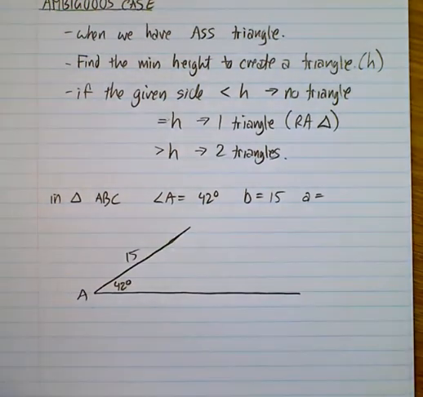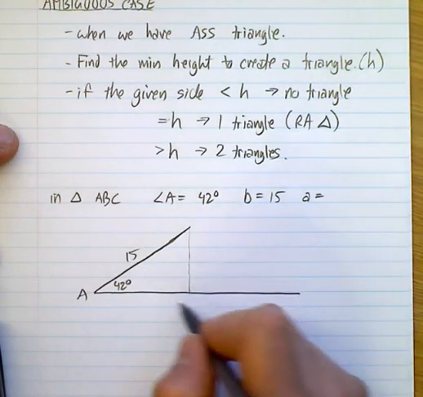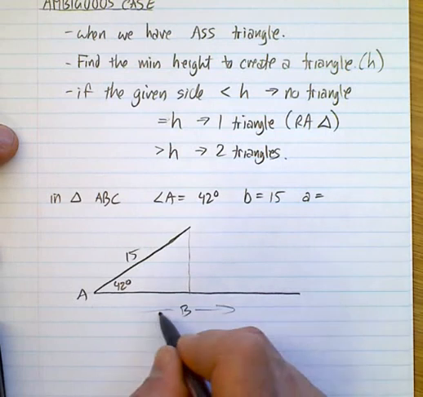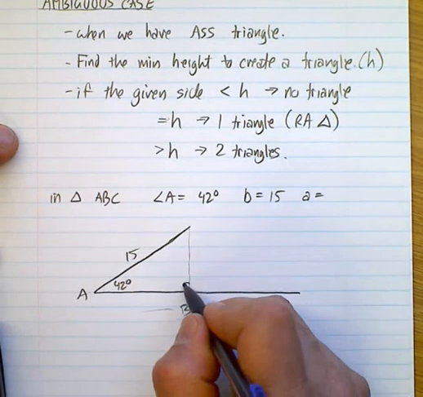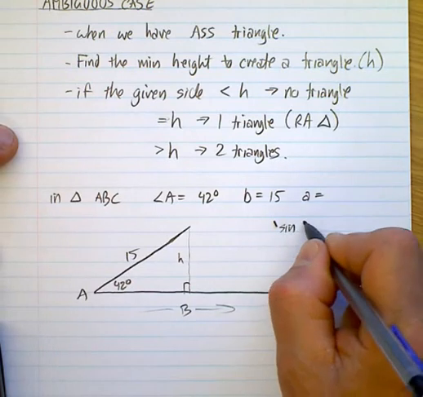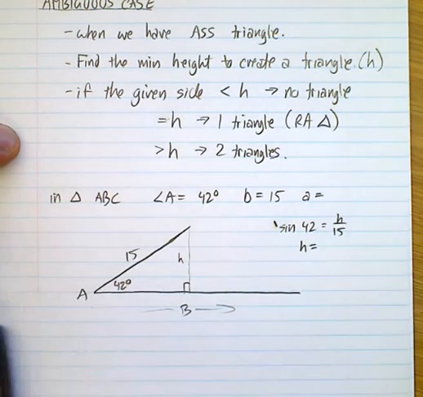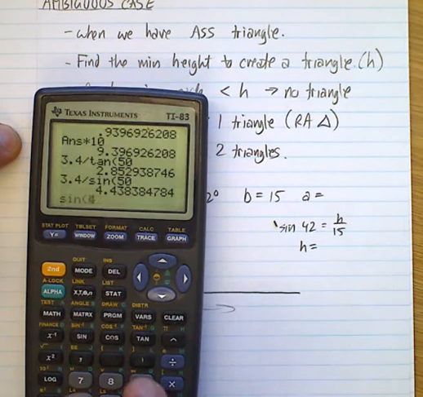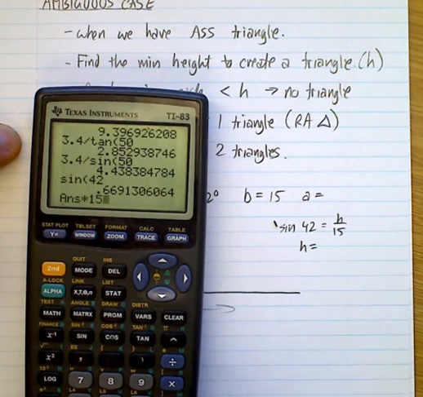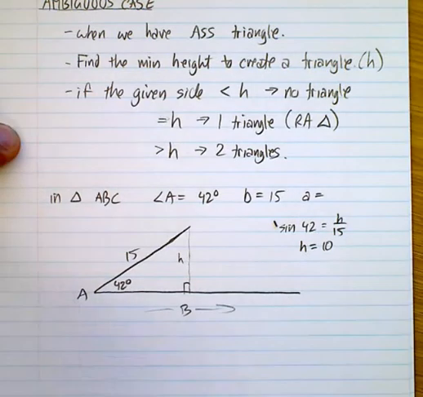We need to figure out what this minimum height is. Angle B is down here somewhere. We don't know where. But what we're going to do is find this H right away. And that would be sine 42 is equal to H over 15. So H would be sine 42 times 15, we get 10. So H is 10, let's call it. So my minimum height here is 10.